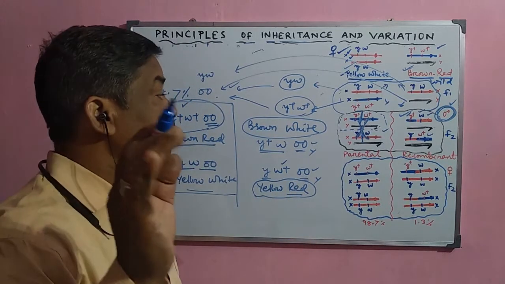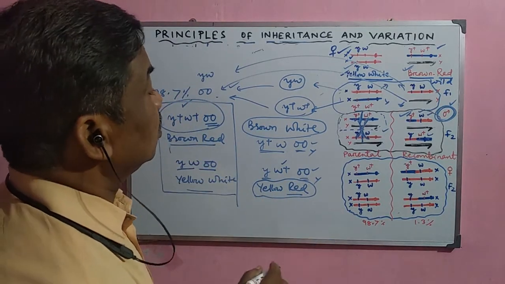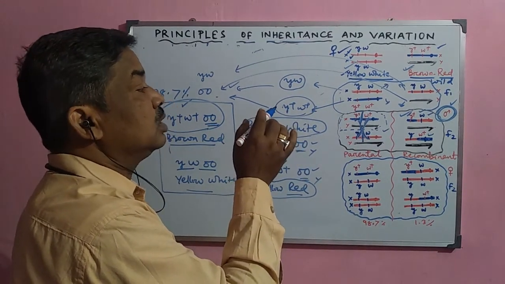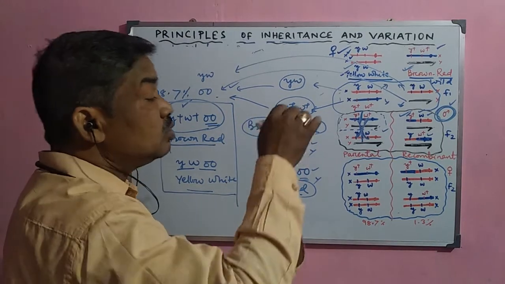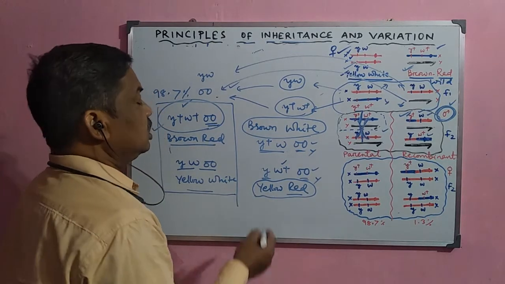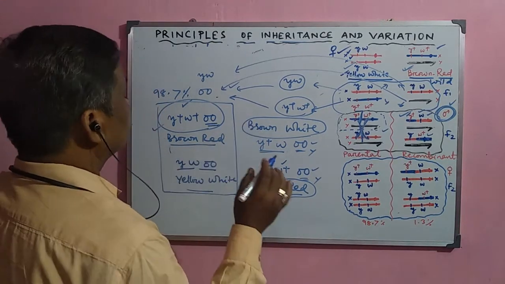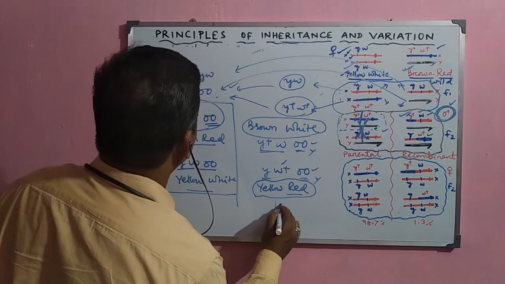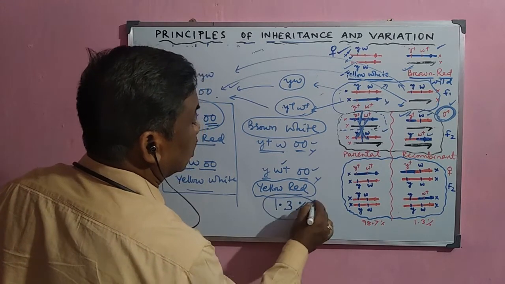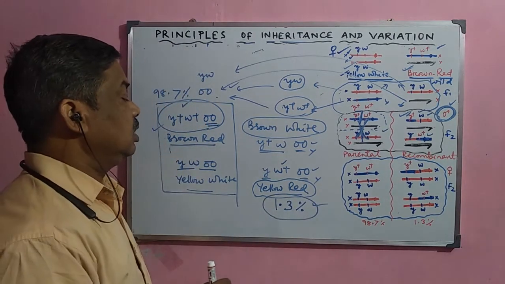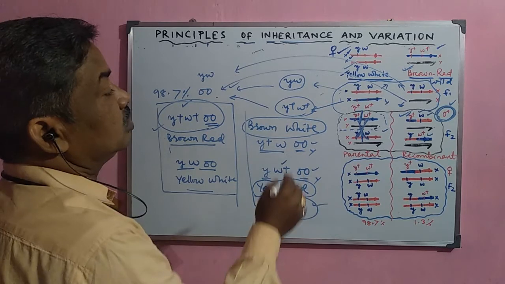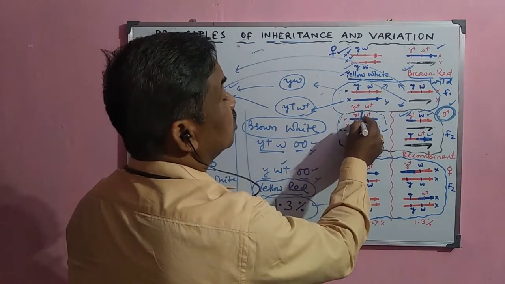And how were these observed? These were observed only due to recombination during gamete formation, and due to this recombination some new varieties were formed in the next generation, the F2 generation. The ratio of this new combination is of course very small, only 1.3%. So 1.3% of total F2 offspring were new recombinant type, and this was only possible due to crossing over between the two genes.